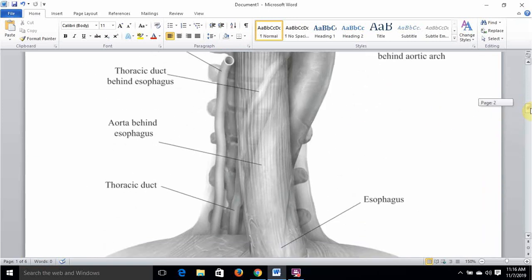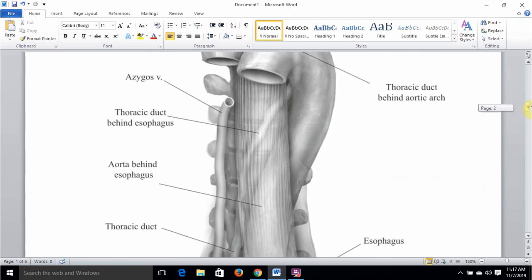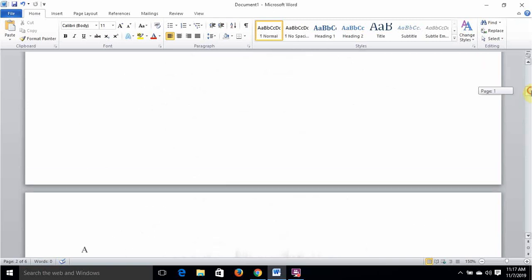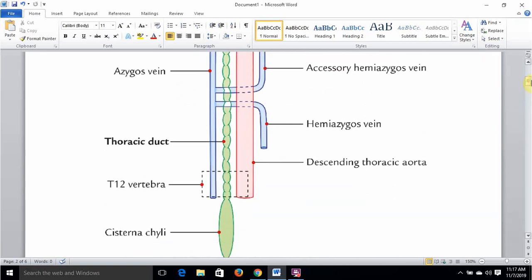In this diagram over here, it can be clearly seen that the thoracic duct is located behind the esophagus in the posterior mediastinum. Very clear, it's even labeled. The thoracic duct is behind the esophagus. What about the posterior relations? Obviously, we'll still have the vertebral column being a posterior relation.